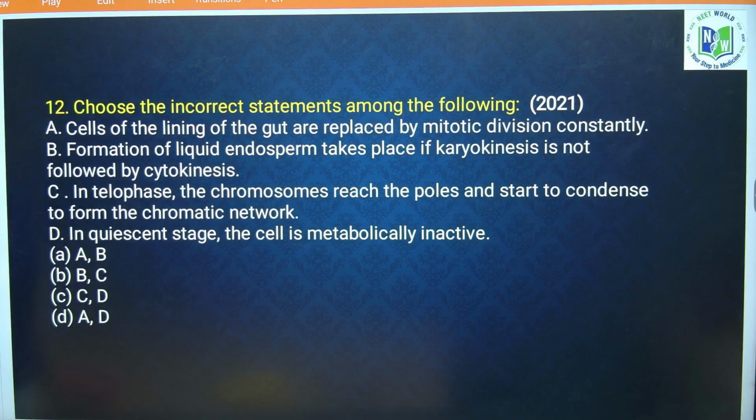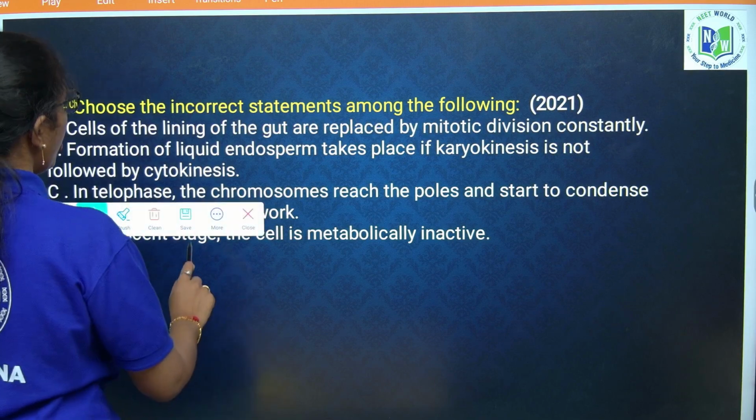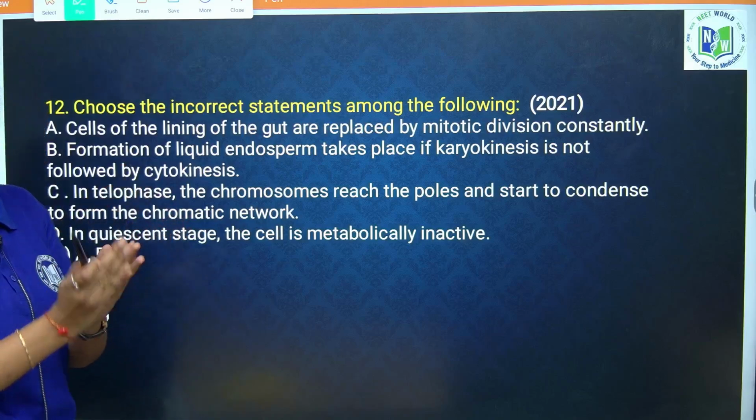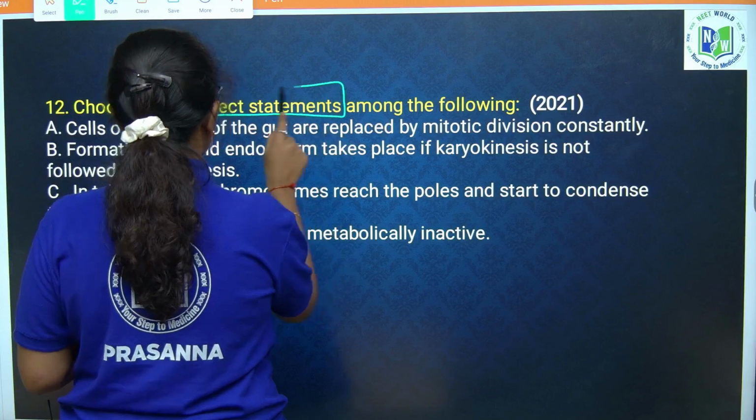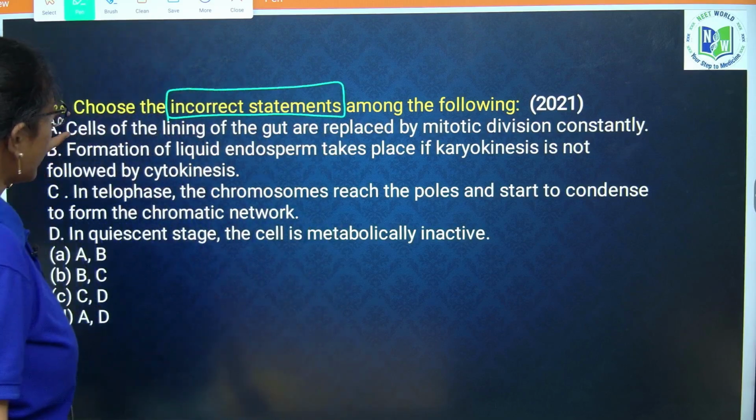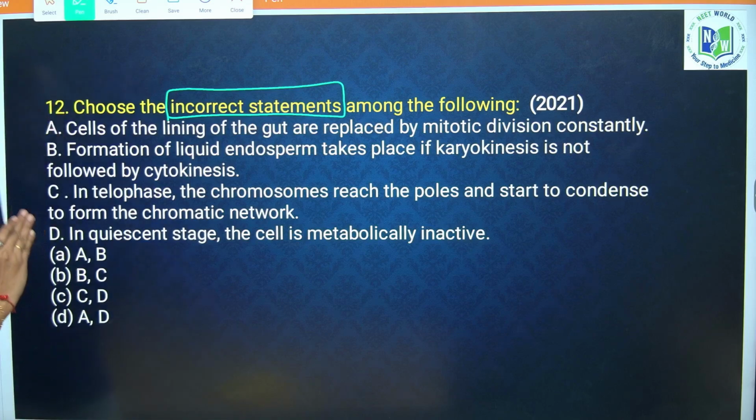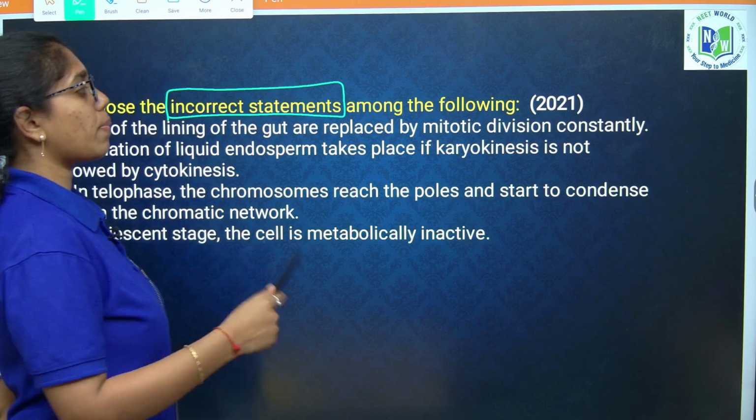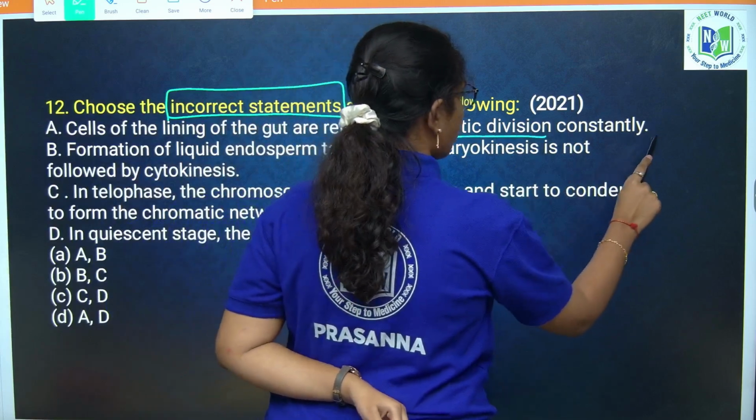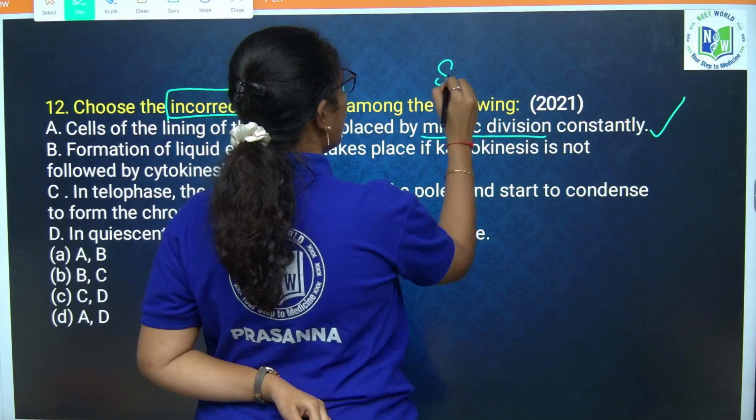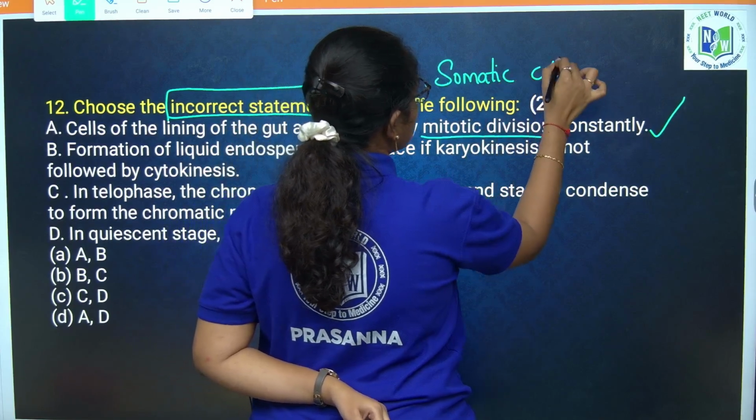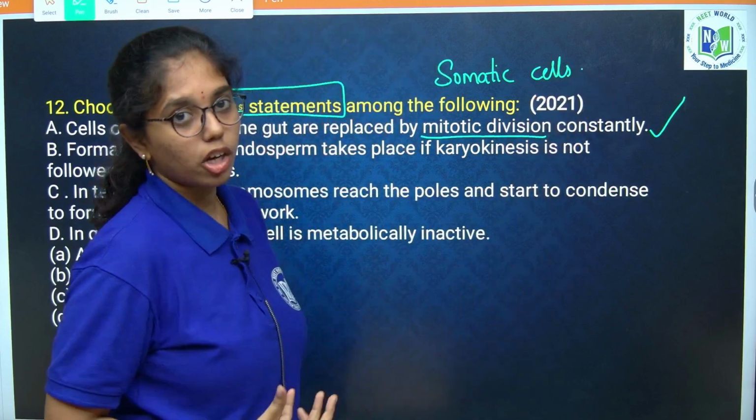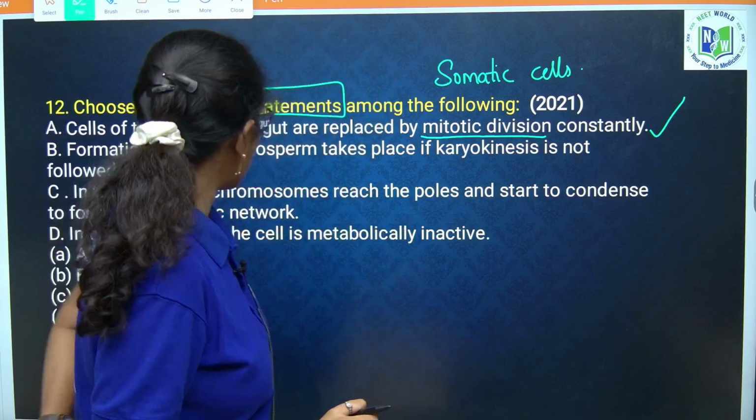Choose the incorrect statement among the following. Always, whenever a statement-based question is given, look into it properly whether it is asking for a correct statement or an incorrect statement. Statement A says that cells of the lining of the gut are replaced by mitotic division. Yes, of course this is correct because these are somatic cells. Somatic cells always undergo mitosis, germ cells will undergo meiosis.